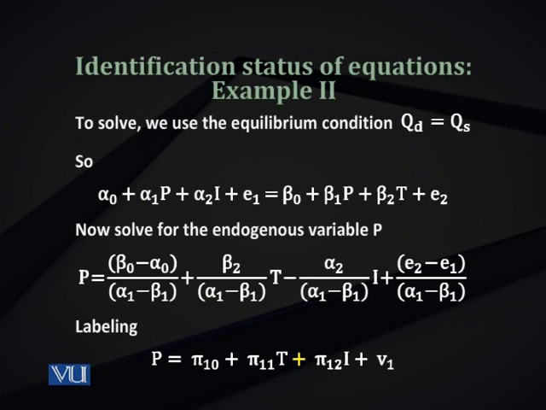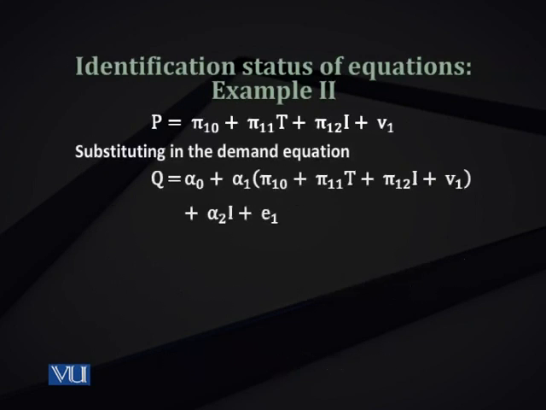It's a better approach. So the first reduced form equation in terms of price is P equals pi 1 naught plus pi 1 1 into T plus pi 1 2 into I plus V1. Now let's look at how to get the second one. We'll substitute this P, the reduced form equation for price, into one of the quantity demanded or supplied equations. You can do that in any equation. So let's substitute in the demand equation.